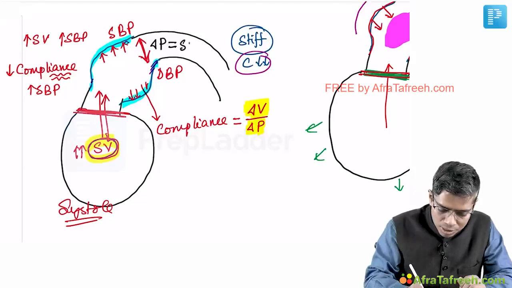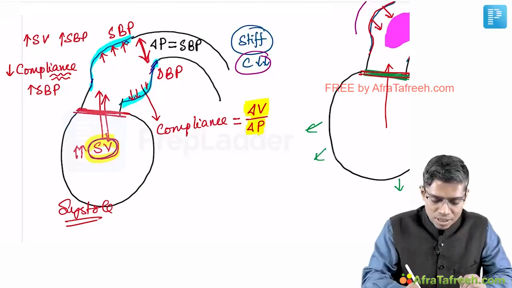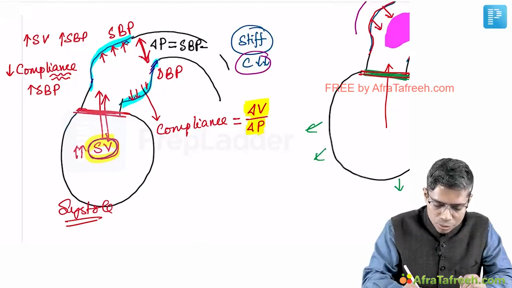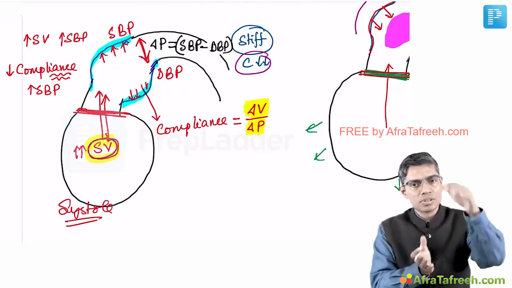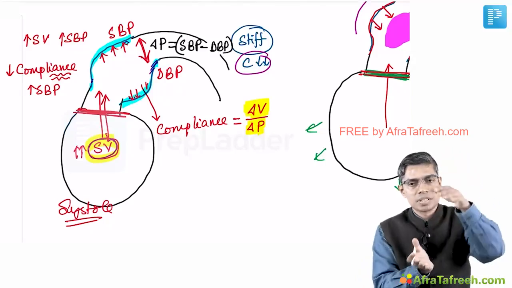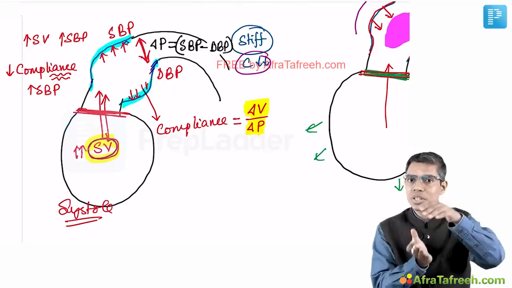So during systole, the pressure will rise to systolic blood pressure, and during diastole, the pressure will decrease to diastolic blood pressure. That means the change of pressure, or delta P, at the level of arch of aorta is between systolic blood pressure and diastolic blood pressure. Systolic, diastolic, that is the change of pressure.